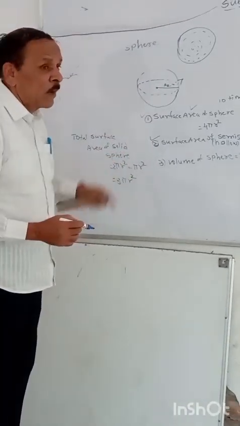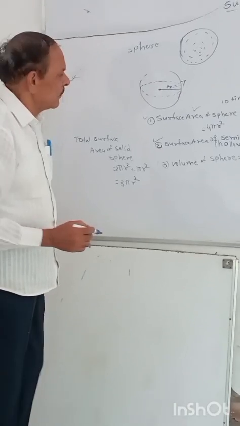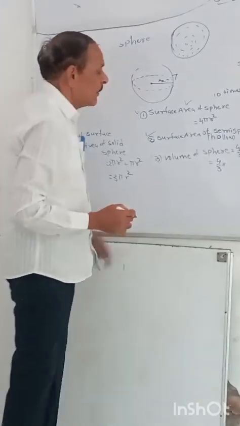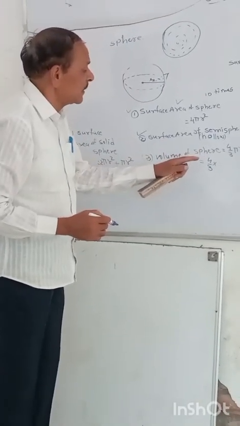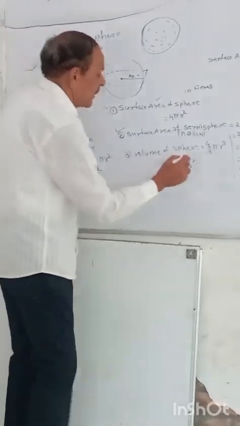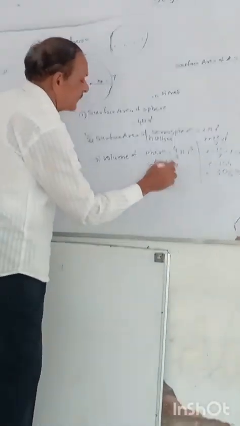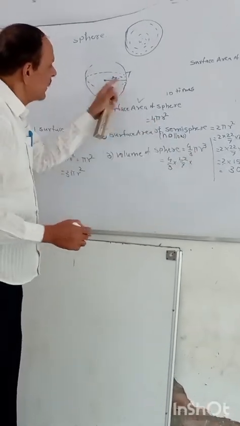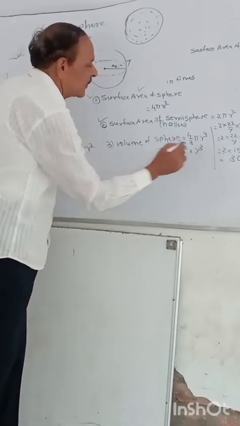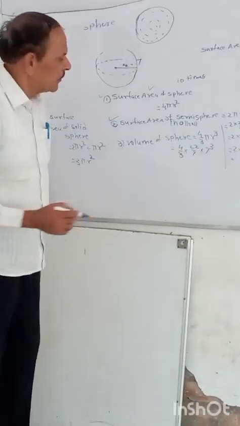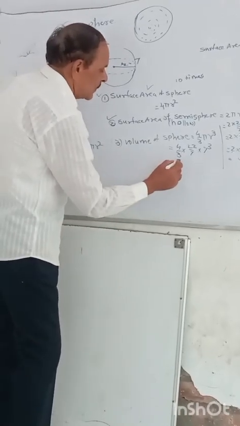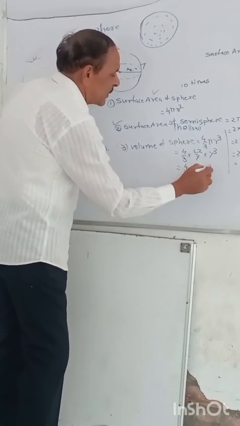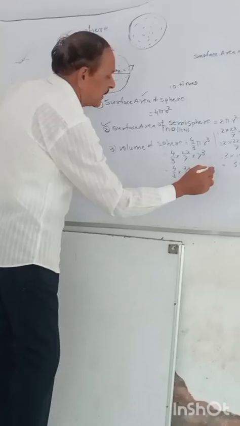Next, about the volume. In case of the volume, the formula is 4 upon 3 pi r cube. Here we take pi as 22 upon 7, and our radius is 7, therefore it is 7 cube. What is this? 7 cube. 4 upon 3 into 22 upon 7, and 7 cube means how many times should 7 be written?